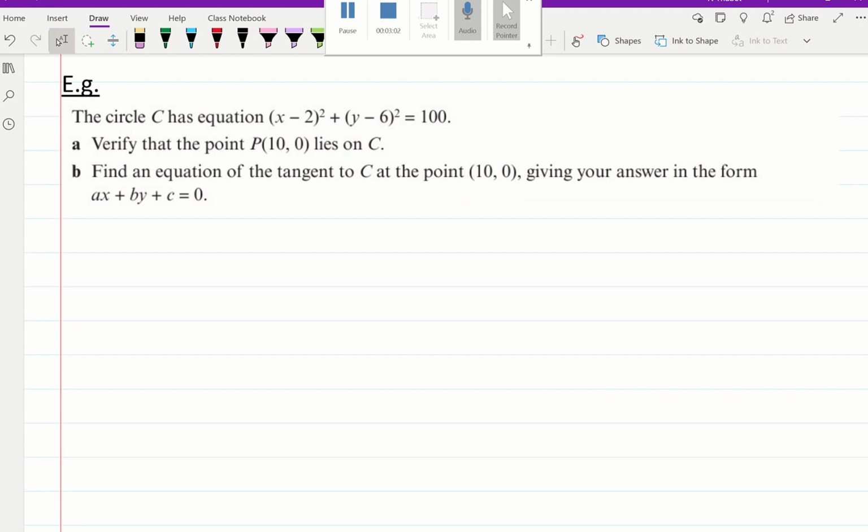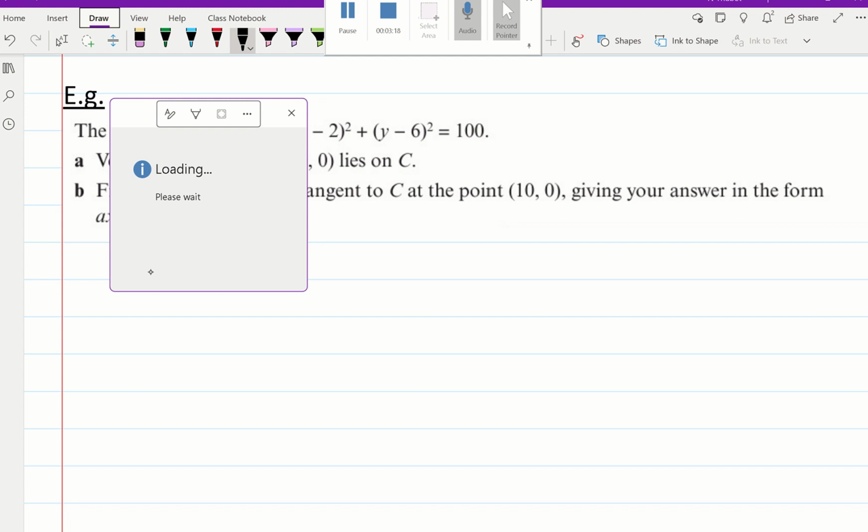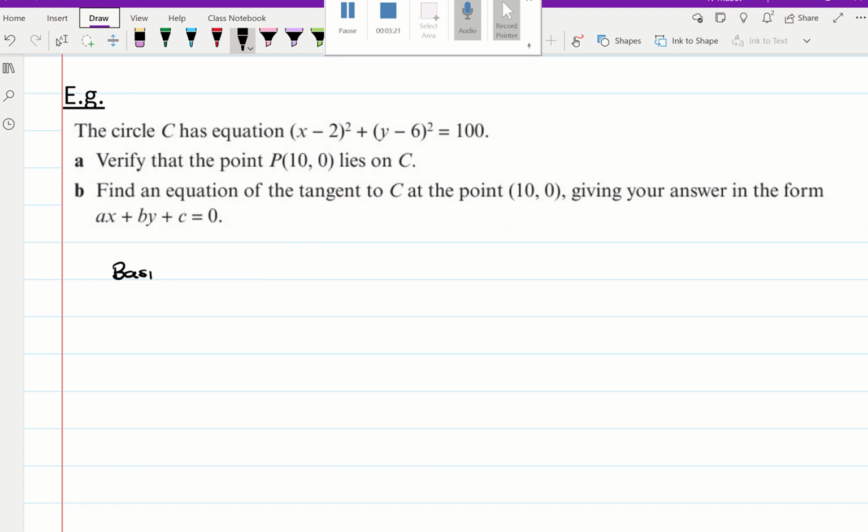So let's have a look. The circle C has equation (x − 2)² + (y − 6)² = 100. So firstly, I will just put some basics. What do I know about this circle? Well, I know that the center has coordinates +2 for x and +6 for y. And I know that the radius of the circle is √100, which is 10.